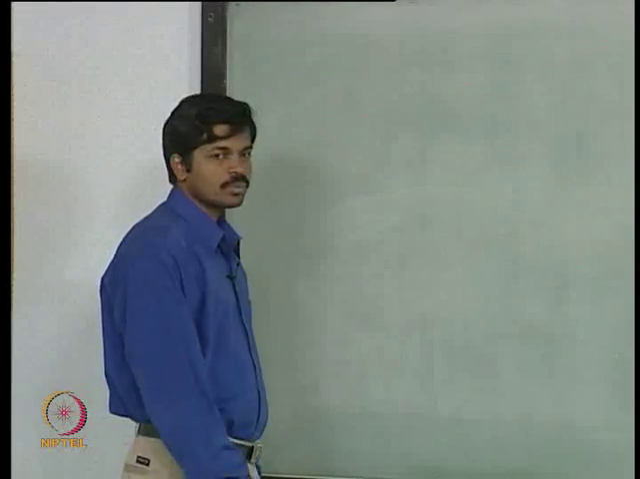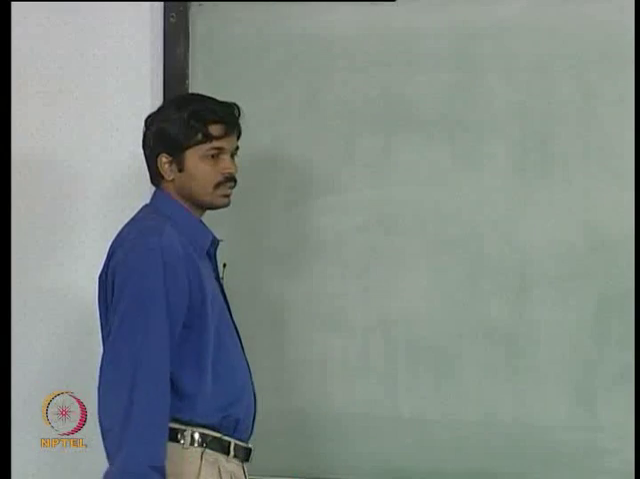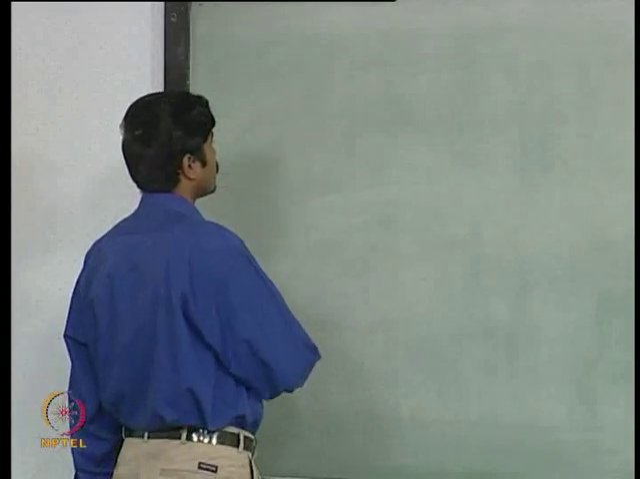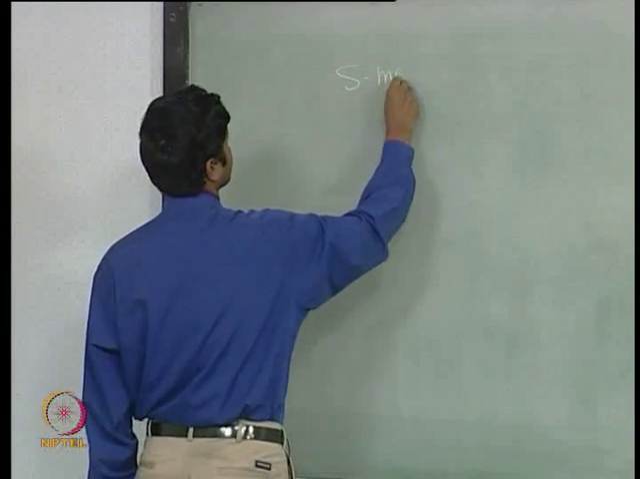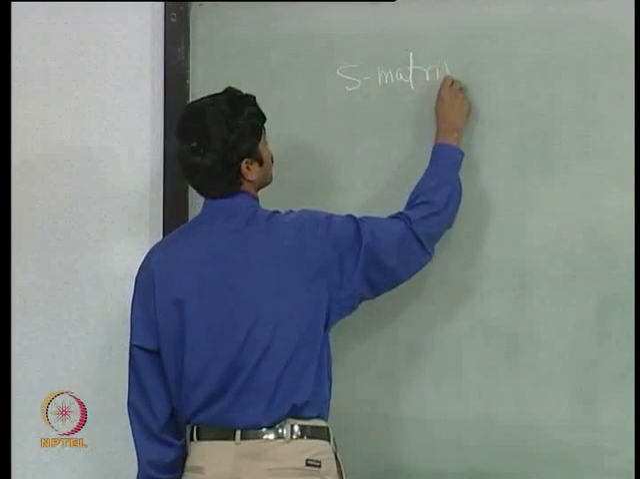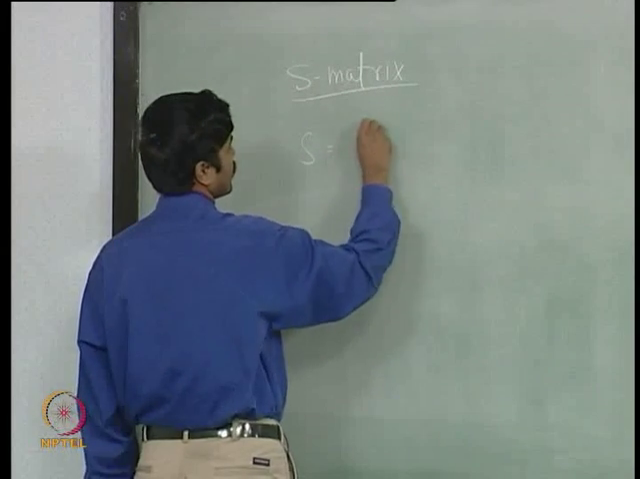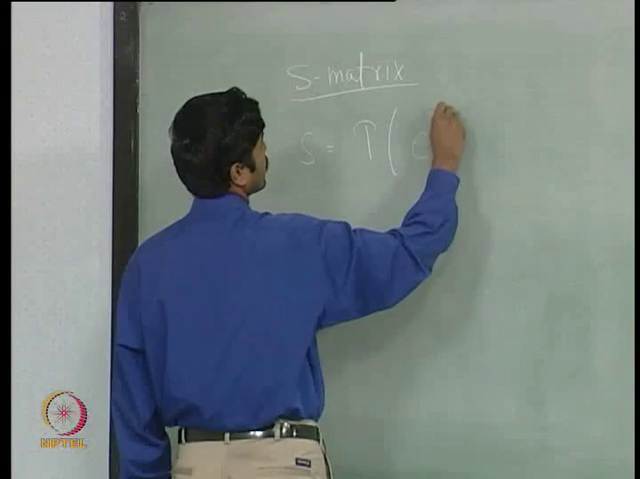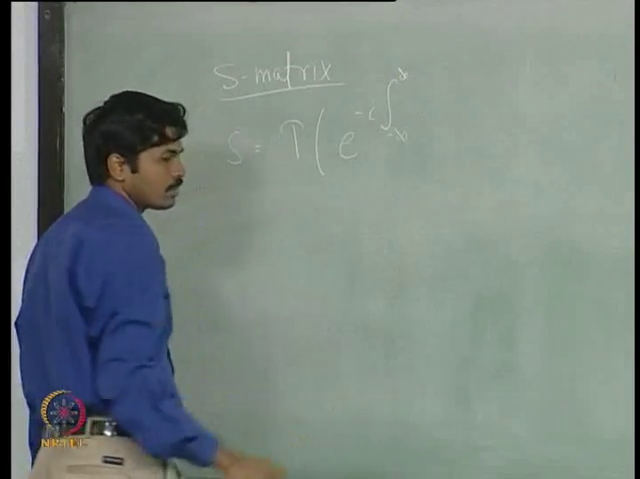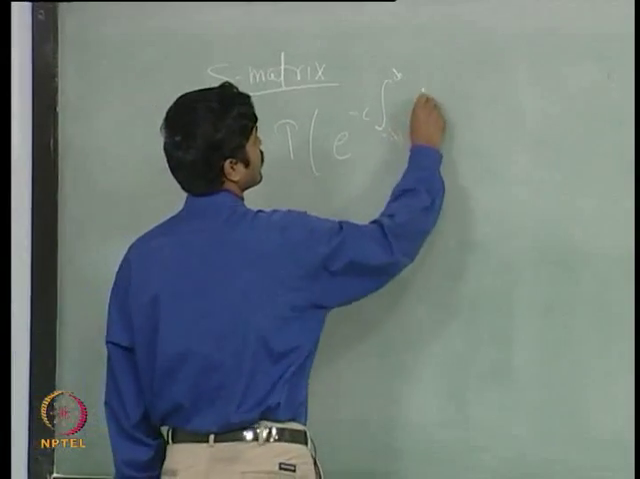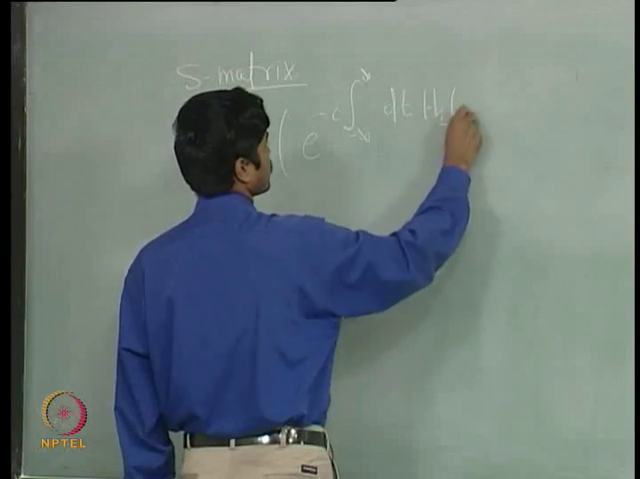Okay, we need to develop some more techniques before we start computing the scattering amplitudes. Yesterday we introduced the S matrix, which is given by the time ordered product of e to the power minus i integration from minus infinity to plus infinity dt h I of t.